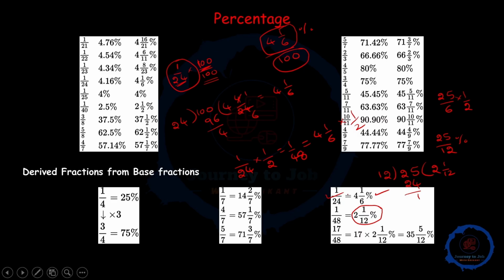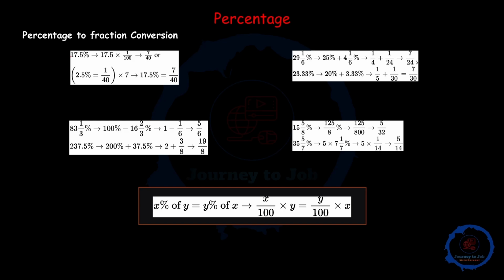Okay, next, this is very important. I already explained percentage to fraction conversion, how to convert percentage to fraction. Now here 17.5 percentage is given, so 17.5 multiplied with 1 by 100. Okay, percentage means multiply with 1 by 100. Now you will get 7 by 40.